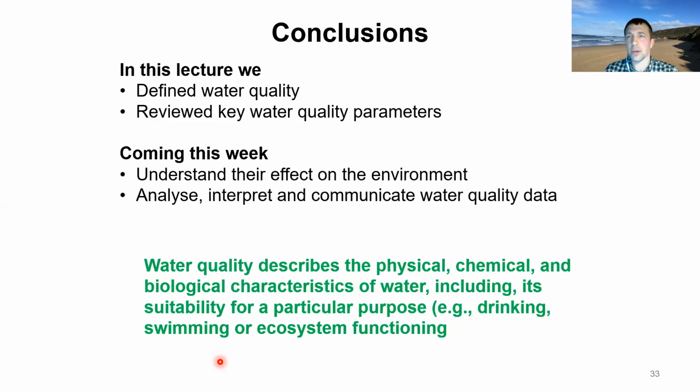Okay, so those are the parameters. We'll touch on these a bit more in the tutorial, but just to wrap things up, in this lecture, we defined water quality. We reviewed some key water quality parameters, and coming up this week in the tutorial and in the practical, we will talk about how water quality and the environment interact with one another. And we will also analyze some real water quality data, interpret that data, and you'll get some practice at communicating water quality data as well through an infographic.